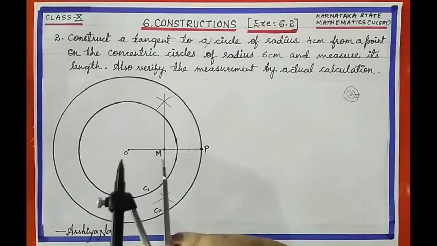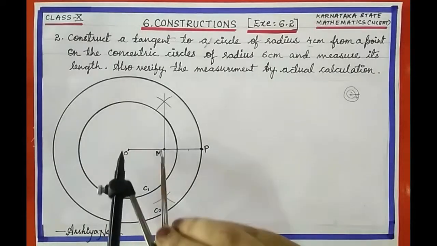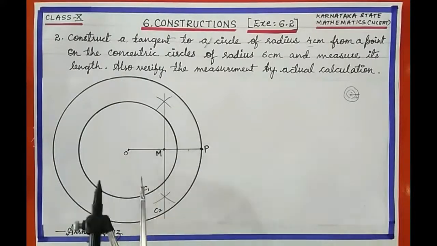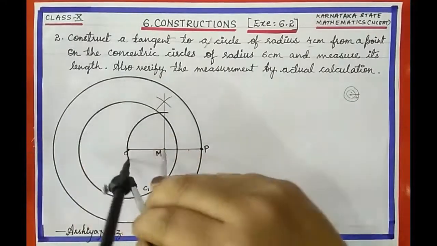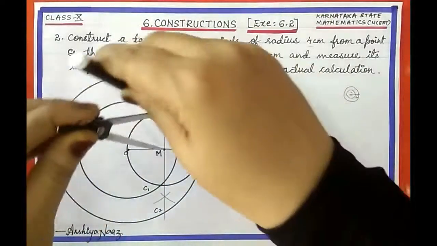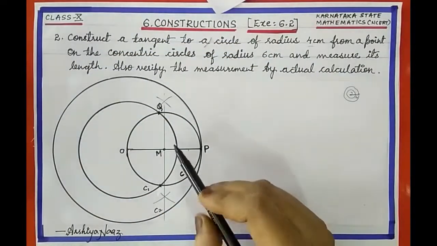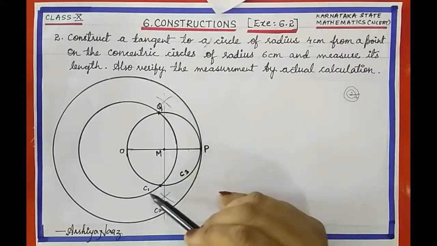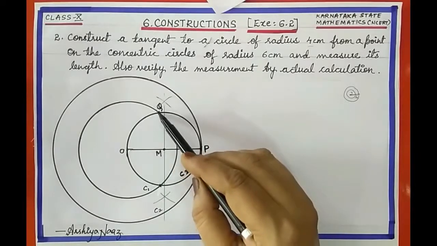The next step is we have to draw a circle with M as center and radius equal to MO. The circle should pass through the points O and P. So let us draw the circle. Let this circle be C3. Carefully identify the points of intersection of these circles, that is, C1 circle and C3 circle. So here they are intersecting. Call this point Q.